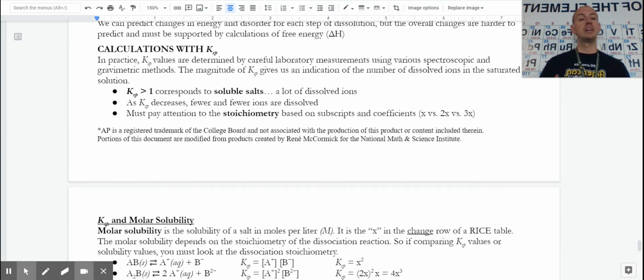So first and foremost, just like K can be greater than or less than 1, meaning we favor products or reactants, when KSP is greater than 1, we could kind of say it favors the products or it does dissolve. That's when we say it is soluble. A lot of the solid has turned into ions, enough so that we say that it is favored. The smaller the KSP, the fewer the ions there are. But as I referred to earlier, if we're comparing KSPs to one another, it's super important that we also pay attention to subscripts and coefficients, because the math, as we're about to see, gets a little bit different.